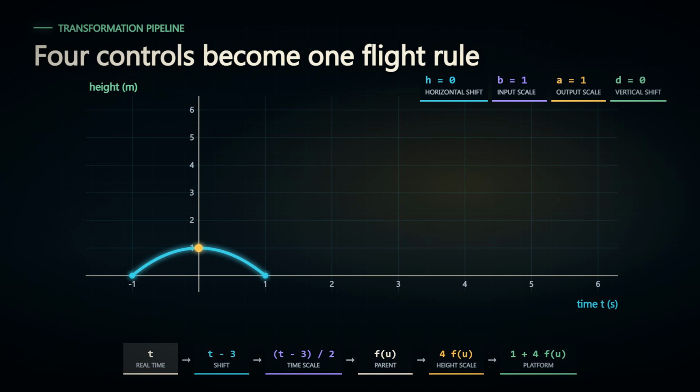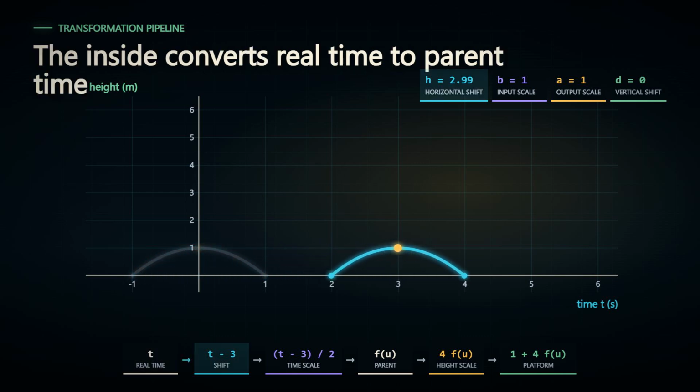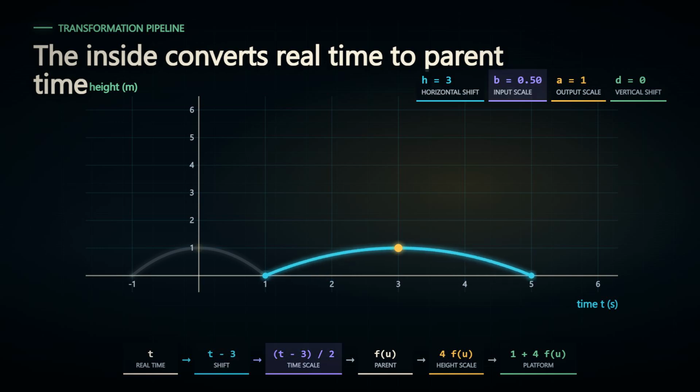Follow one new time through the machine. The inside acts first. Subtract 3 to measure time relative to the middle of the flight, then divide by 2 to convert the longer real clock into normalized time u. At t equals 1, 3, and 5, f receives -1, 0, and 1.